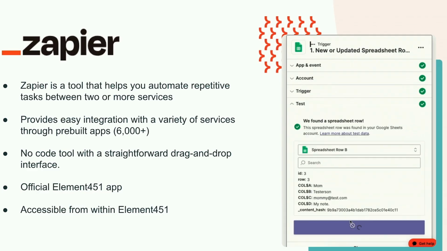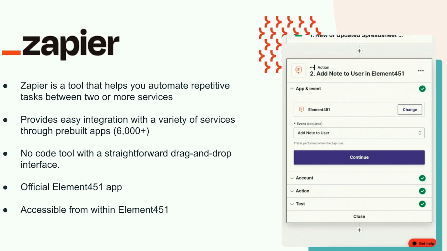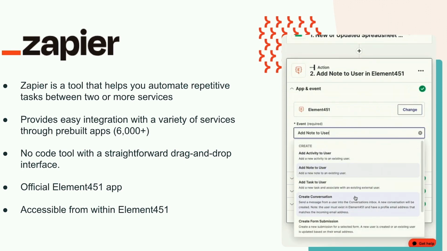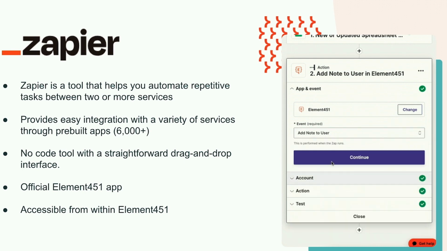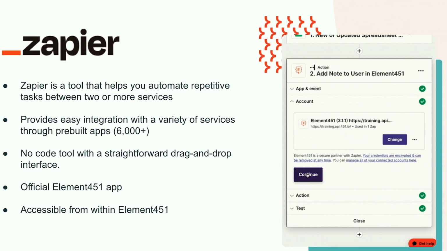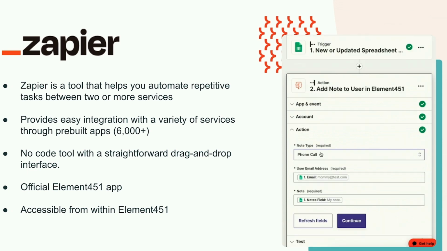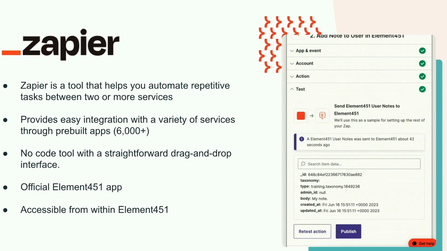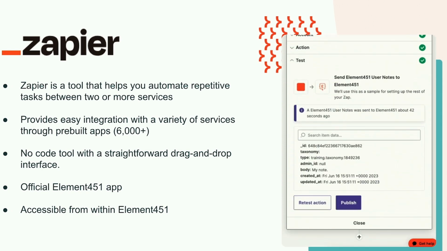There's 6,000 plus apps on the Zapier store, and it's a no-code drag and drop interface. There is an official Element451 app. So you can go in and say, when something happens in the system, I want it to be able to send data out. Or with an external site, if something happens, I want to be able to send data back in. And it's accessible from within Element451.